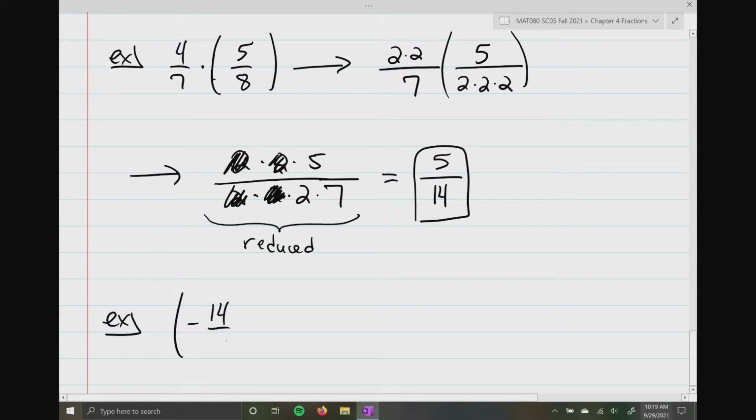So we've got negative 14 over 15 times positive 20 over 21.